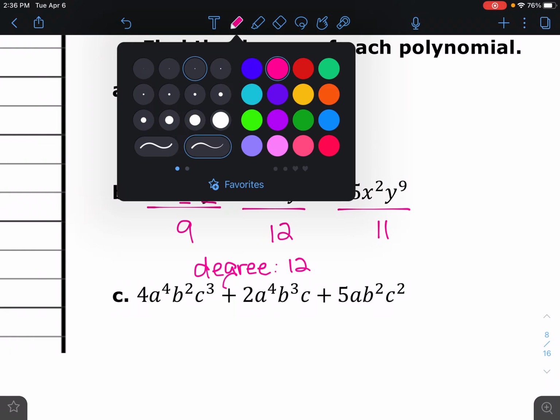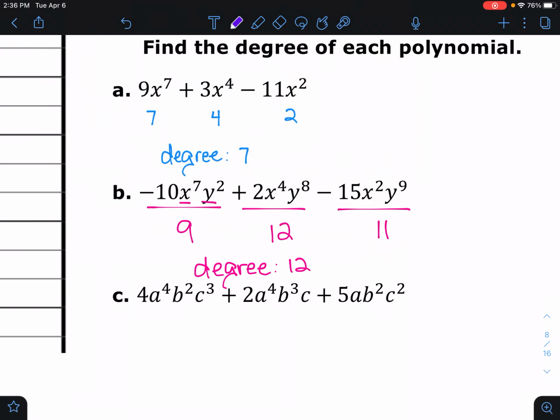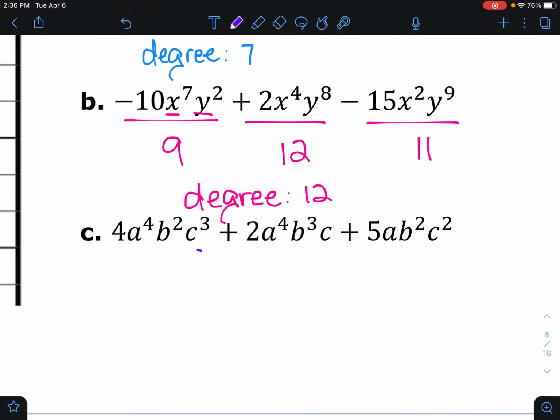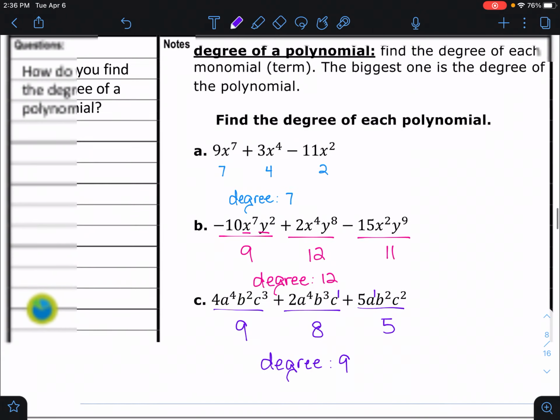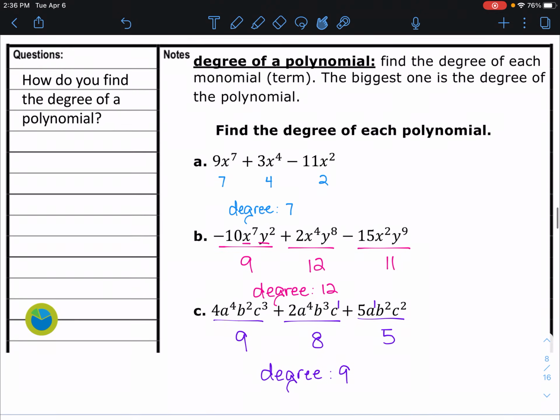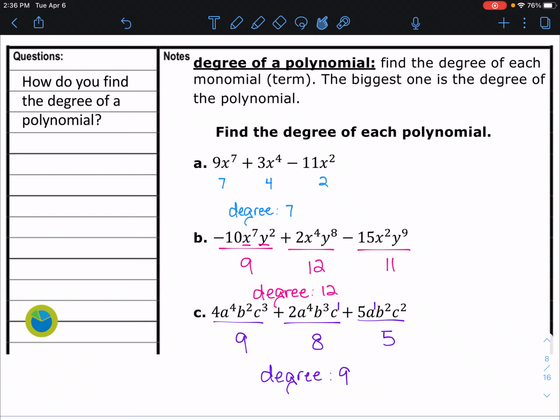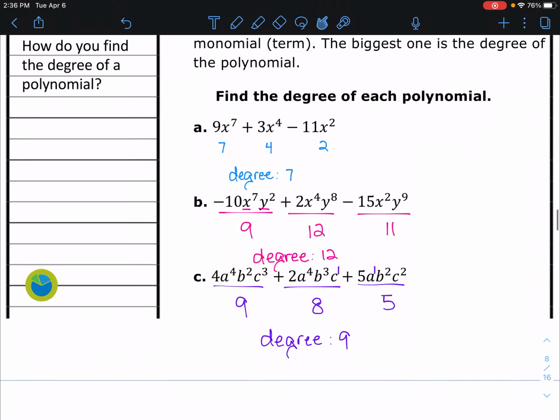All right, let's do another one just to make sure we got this. All right, so this first term has a degree of 4 plus 2 plus 3, so that would be 9. Okay, be careful. Remember, there's a 1 there, so this would be 8. There's a 1 here, so this would be 5. Okay, so what is the degree? This would be 9. The biggest of these would be 9. That's how you find a degree of a polynomial. Why is that important? When you graph the polynomial, the degree tells you how it behaves, what it looks like. So that's why we need to know that.